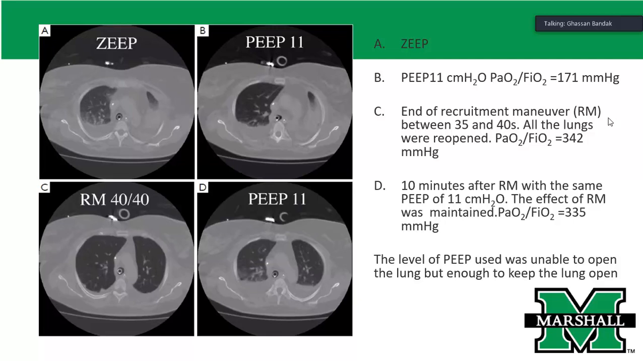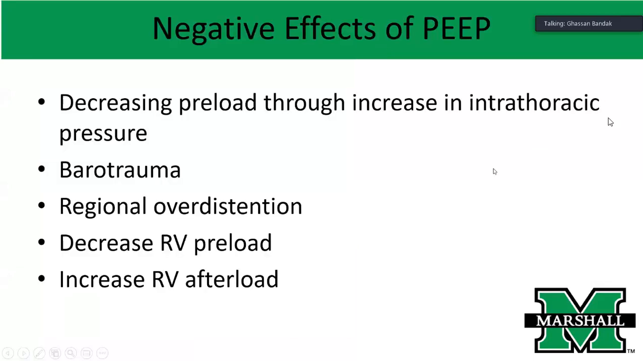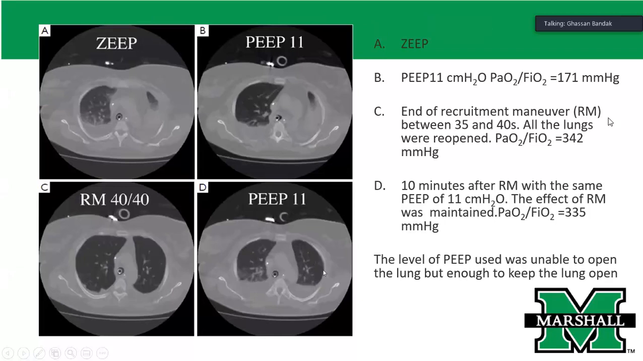Then they applied the recruitment maneuver. They went to a PEEP of 40 for 40 seconds, and you can see when they maintained positive pressure at 40 for 40 seconds, they completely opened up both lungs. And then they slowly went back to a PEEP of 11 after 10 minutes from the recruitment maneuver, and this patient maintained both lungs open and his PF ratio improved. So the initial PF ratio at a PEEP of 11 was in the 170s. At the end of the recruitment maneuver, the PF ratio was in the 300s.